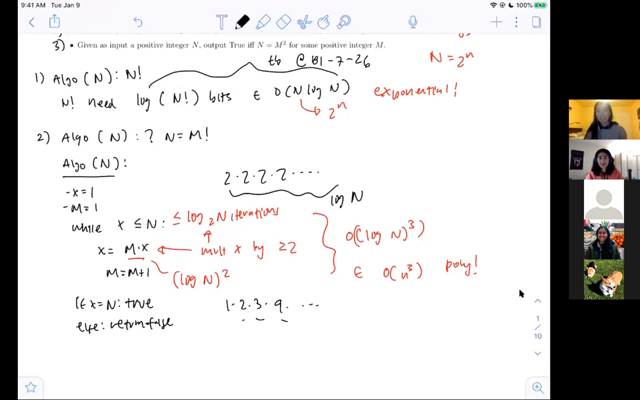Just to say it in another way, if you're asking how many times this while loop iterates, another way of saying that is how many times can I multiply this number x that I'm gradually building up bigger and bigger by 2 before it gets bigger than n? And I can only multiply it by 2 log n times before it exceeds n.